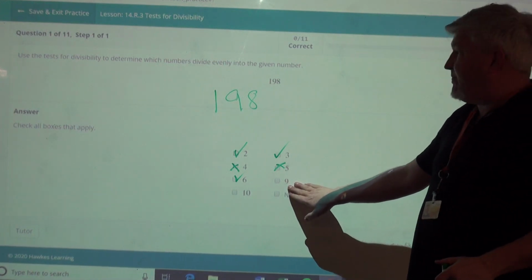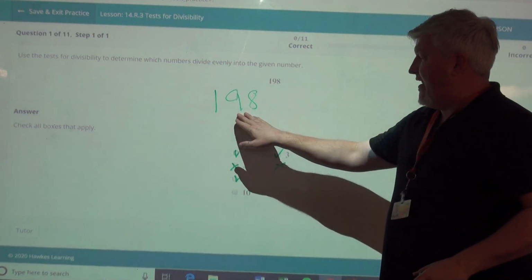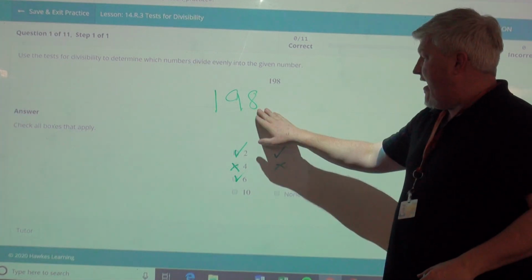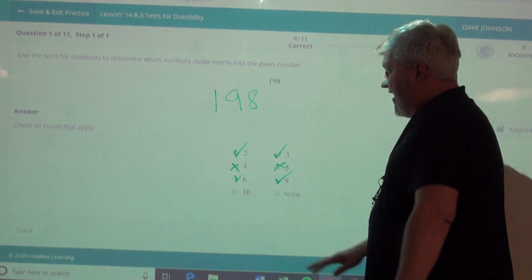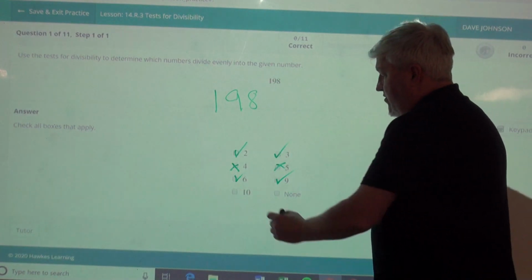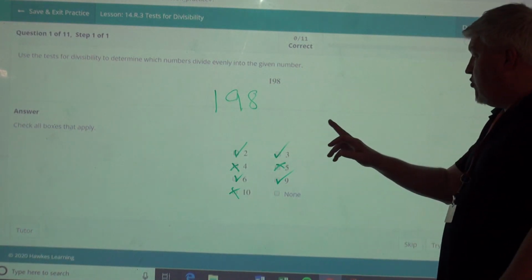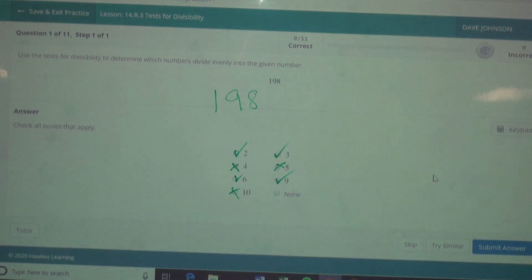9. Add up the sum. 1 plus 9 is 10. 10 plus 8 is 18. 18 divided by 9 is 2, so yes. And 10, does it end in a 0? No. So the correct answer here is 2, 3, 6, and 9. Yes. Next.